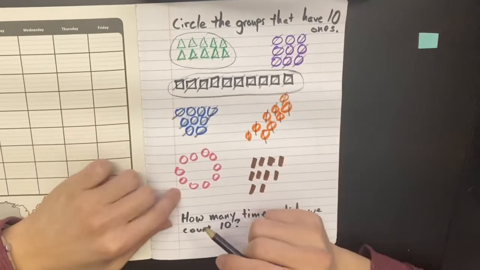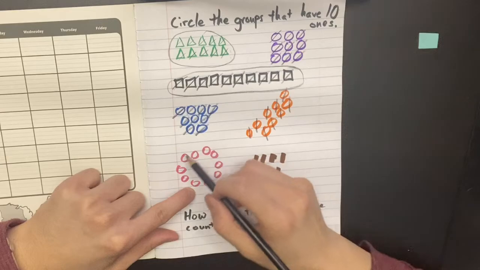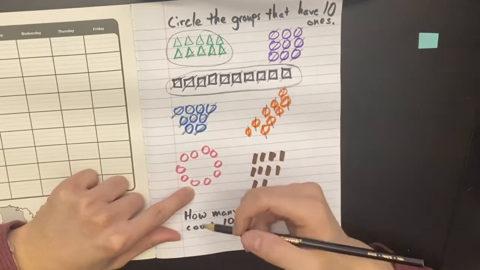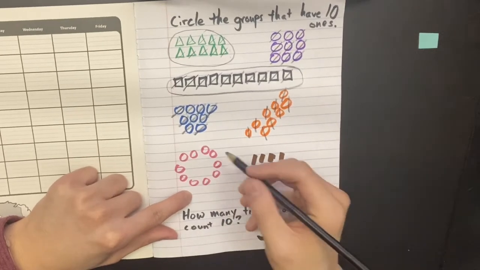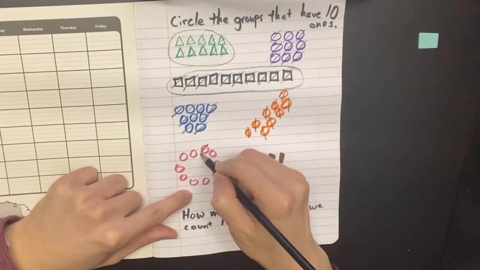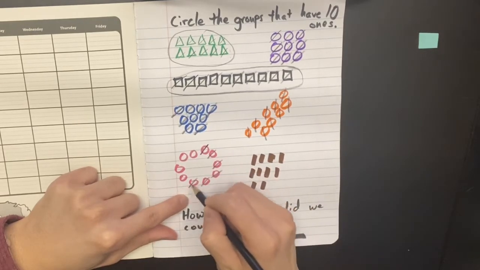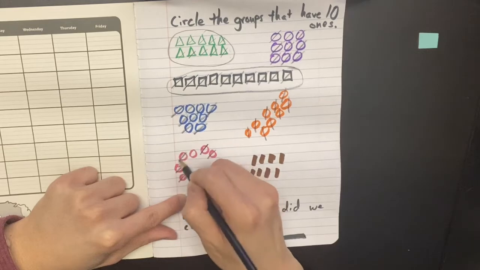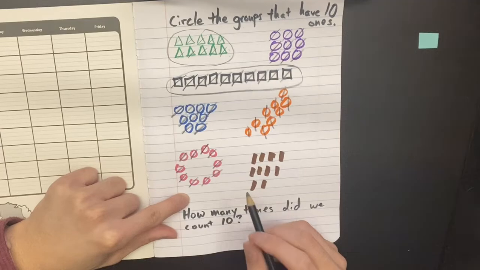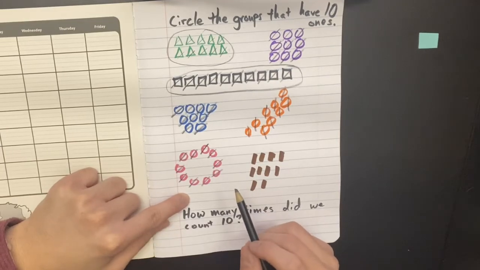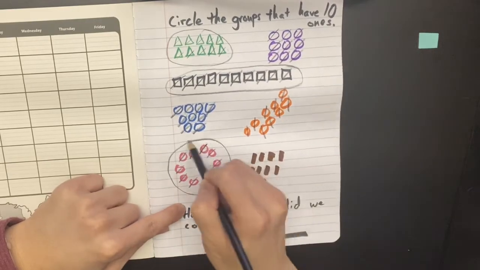All right. Moving on. I got these pink circles now. Ooh, these are all in a ring. So remember, I'm going to cross count to help me keep track of which ones I've counted and which ones I haven't counted. So I'm going to start right here. Count with me. Ready? 1, 2, 3, 4, 5, 6, 7, 8, 9, 10. Did that one have 10 ones? Yeah. All right. So what should I do if I counted 10 ones? Circle it. All right. So I'm going to circle it.